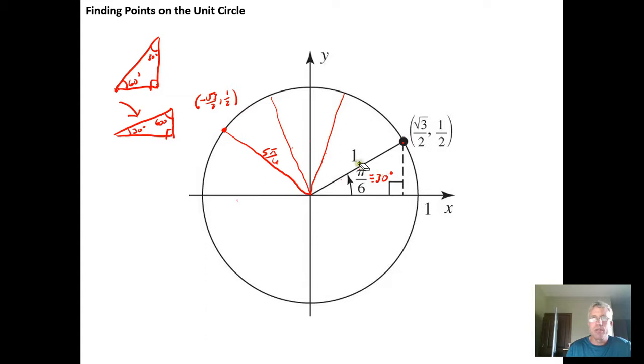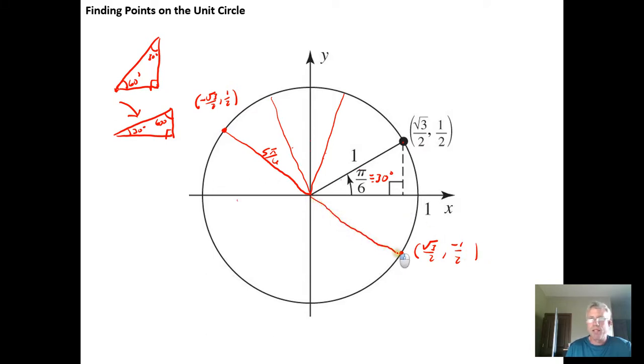Or we could take 30 degrees times 5 is 150 degrees to get this angle right here. And then we can reflect this point down like we did earlier. And this is going to be positive square root of 3 over 2. But now the y-coordinate is negative.